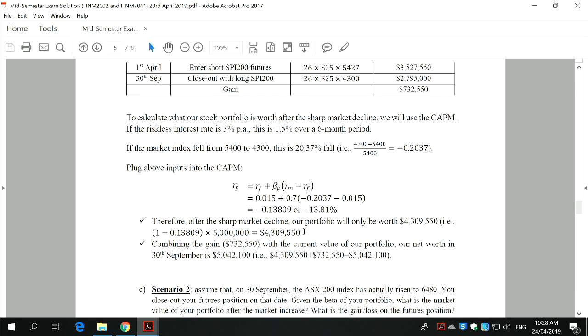Okay? But you shouldn't be upset about it. Why? Because you've made a gain from your futures position, right? So you made a gain of roughly 700,000 from your futures position. Now, if you combine the two amounts, your portfolio finished roughly around 5 million 6 months later, right? So the insurance worked. The portfolio insurance worked. Any question on this?